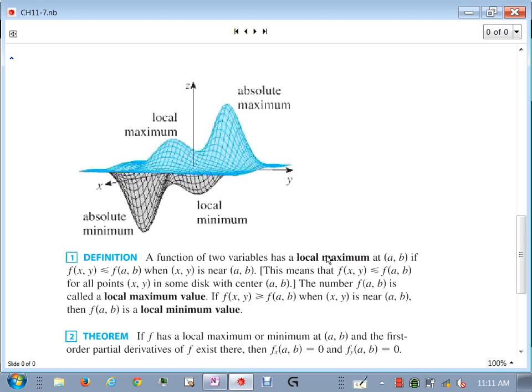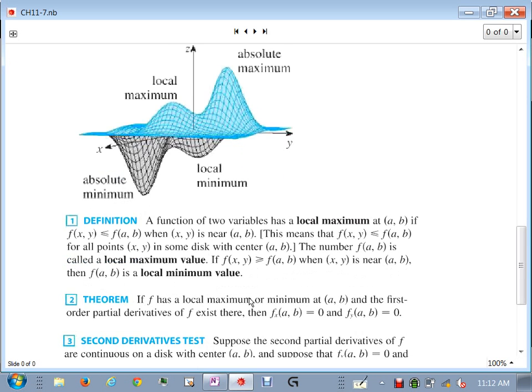So this is what it means to be a local maximum. This basically just says that to be a local max, at a point, that point right here, f of (a, b), has to be bigger than all the ones around it. And for a local minimum, it's the other way around. That point, f of (a, b), has to be smaller than everything around it. All right, that makes sense.